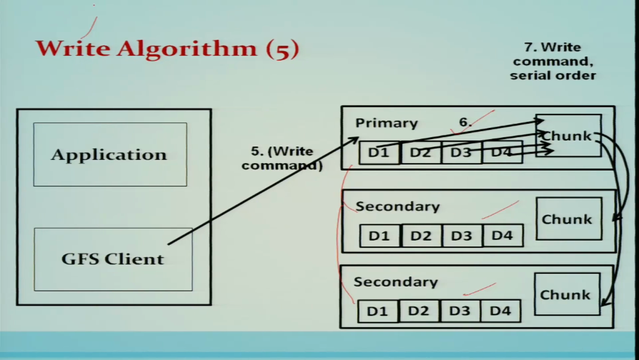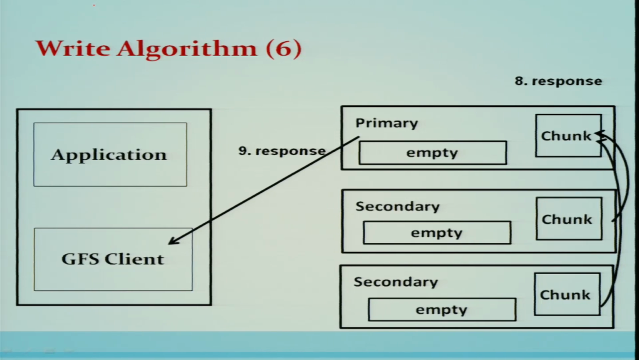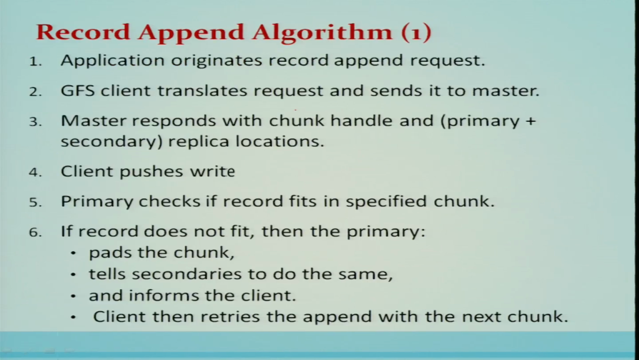This serial order is maintained in the chunk and they are being communicated from the primary to the secondary storage. So, having written that sequence order messages into the chunks, the secondaries respond to the primary about the completion of the operation, and thereupon the primary responds to the client about the success.